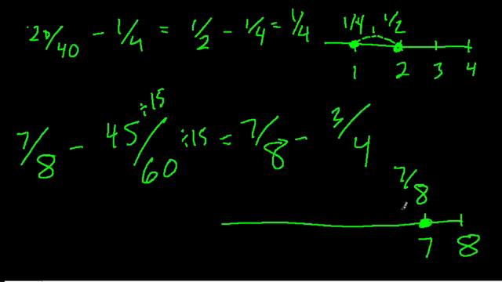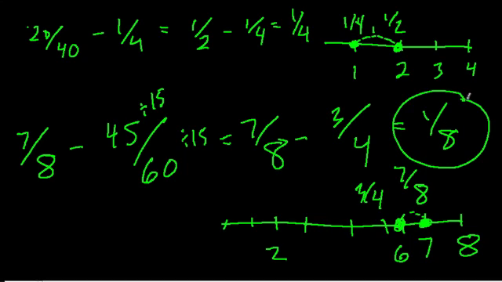What's 3/4 of 8? Well, 1/4 of 8 is 2, because 4 goes into 8 twice. So 3/4 is 6. Oh, not an even scale, sorry. So that's 3/4 right there. The distance between them is 1 out of 8. And that's it.